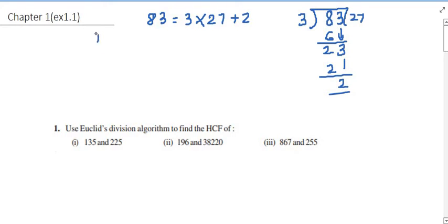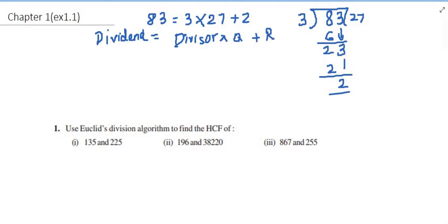Or we can say that dividend is equal to divisor times quotient plus remainder. So the same approach is used in Euclid's division lemma. It says a is equal to b q plus r, where a is the dividend, b is the divisor, q is the quotient and r is the remainder.